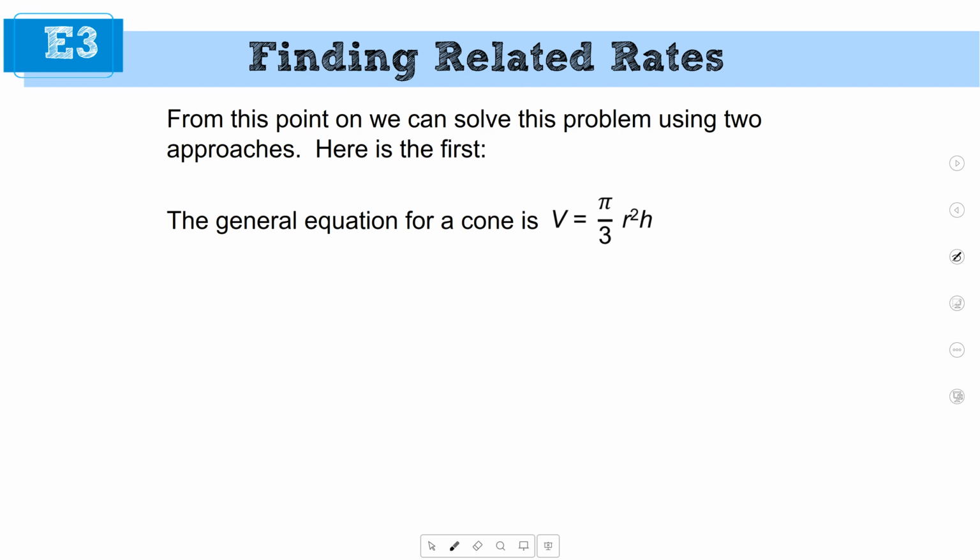Okay, this is a big problem. The big problem is I've got r's and h's on the right-hand side. That's bad. There's two ways you can handle this problem. I'm going to show you the way that I like better first. Then I'll show you the other method just so you can be exposed to it. But I don't think it'll take much for me to convince you that the first method is easier.